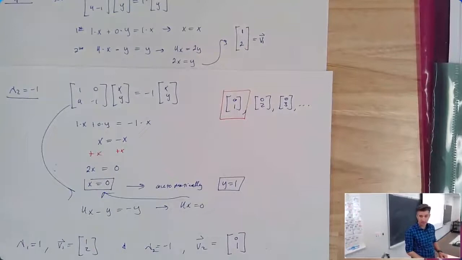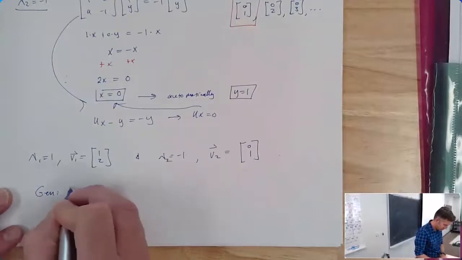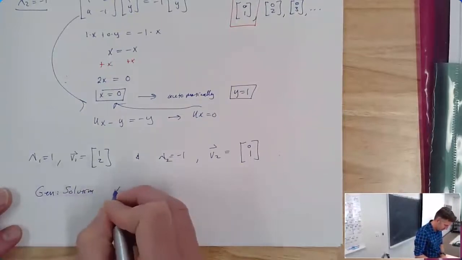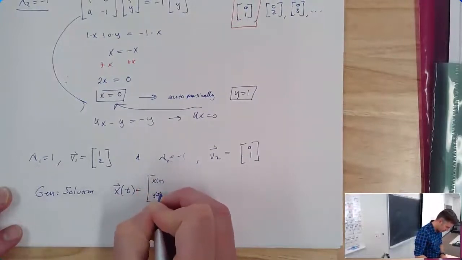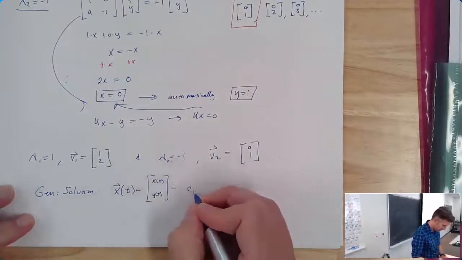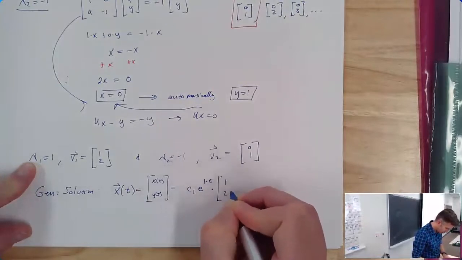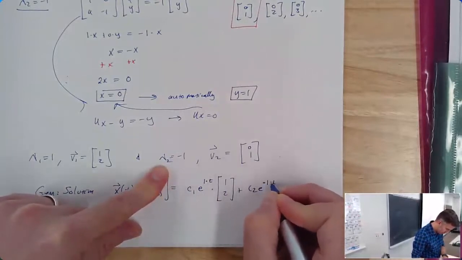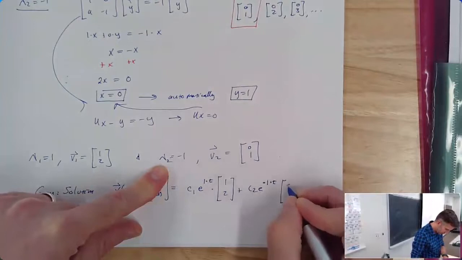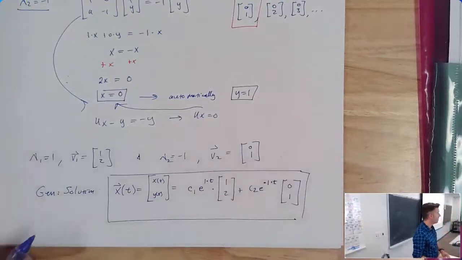And not that you're being asked to do this yet, but we could then write the general solution, just so you have some practice. The general solution is going to be x of t, y of t, equal to c1 e to the lambda 1 times t times v1 plus c2 e to the lambda 2 times t times v2. That is your general solution. I know you're not being asked to do that yet on the homework assignment. It's still good to see it.